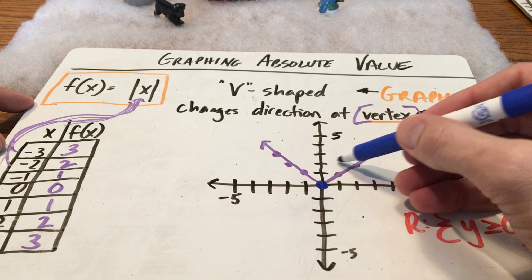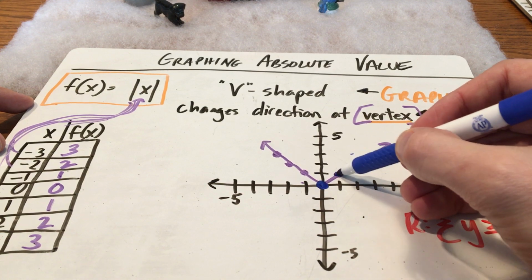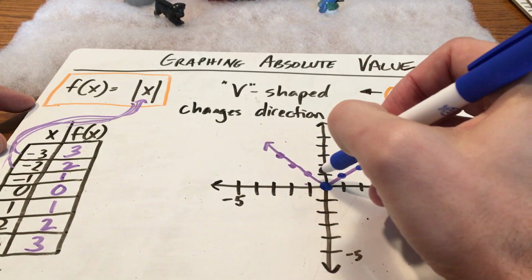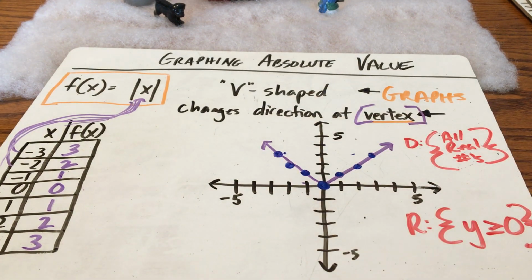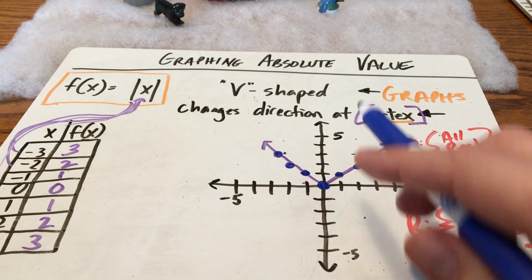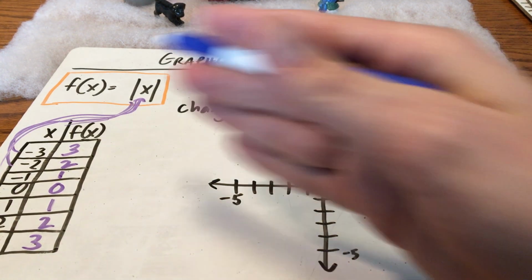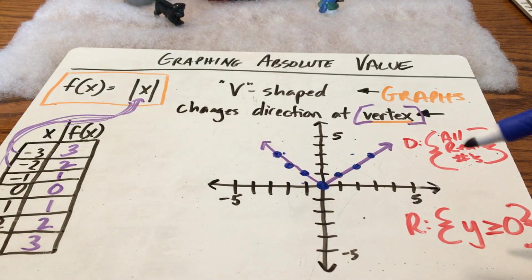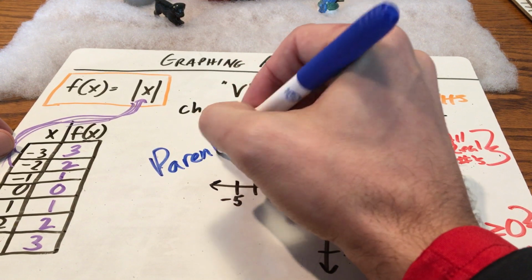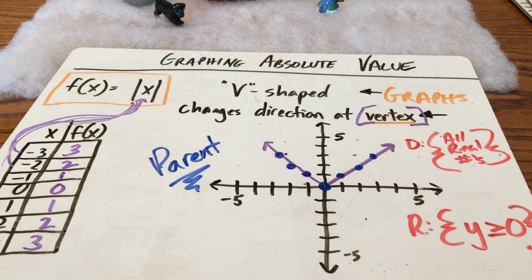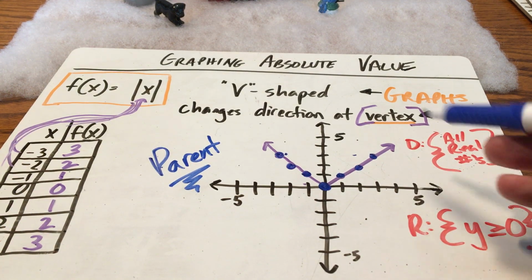Up 1, 1 to the right, up 1, 1 to the right, up 1, 1 to the right. All of these points. And then same thing here, up 1, 1 to the left, up 1, 1 to the left, up 1. Same idea. Okay, it's going up 1 and over 1, up 1 and over 1, up 1, except over here it's going to the left. That is the basic absolute value function. This is the parent function. Just like you all have parents, right? The parent function. All of the other ones that we do are going to be modifications or transformations of this one. Okay, let's look at a few of these.